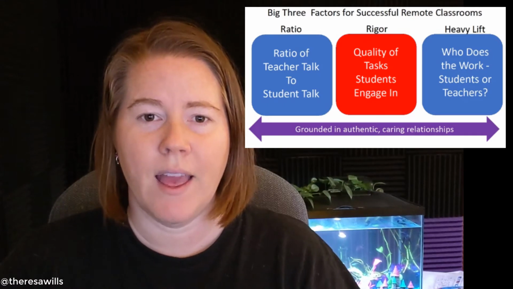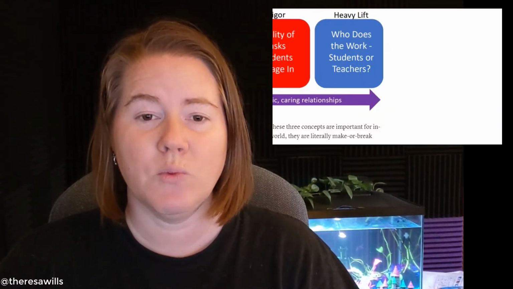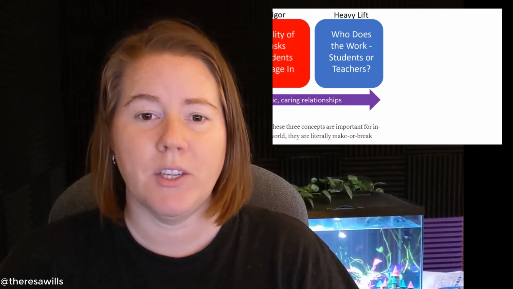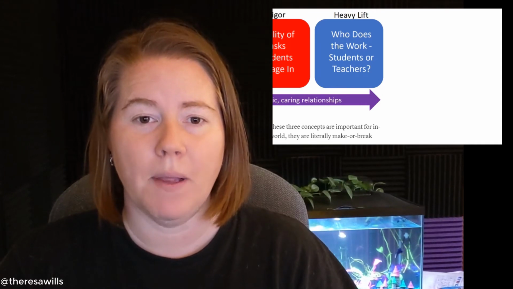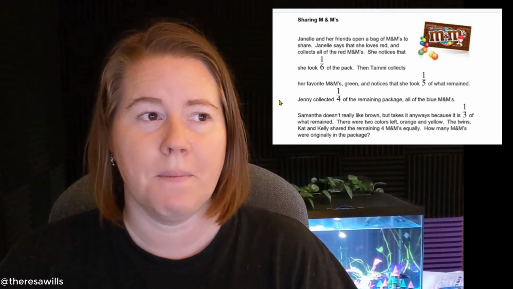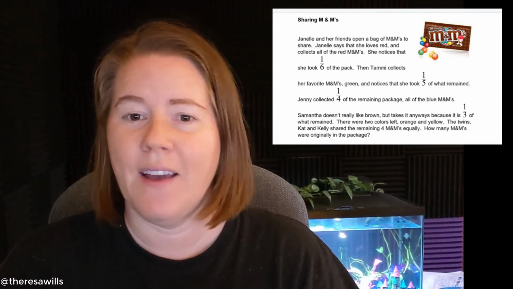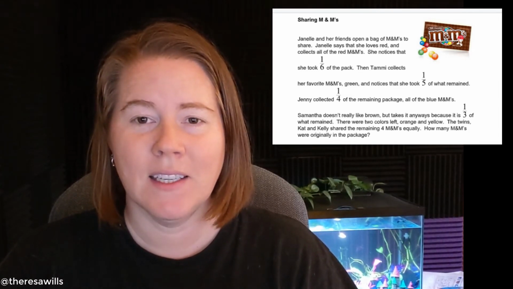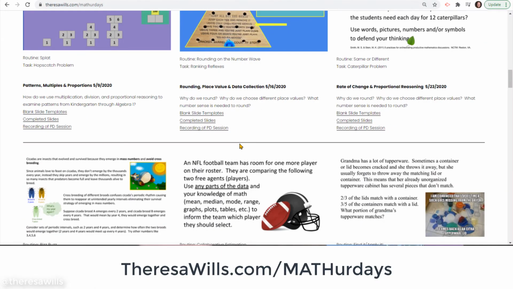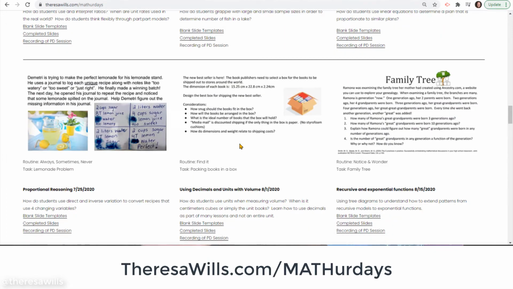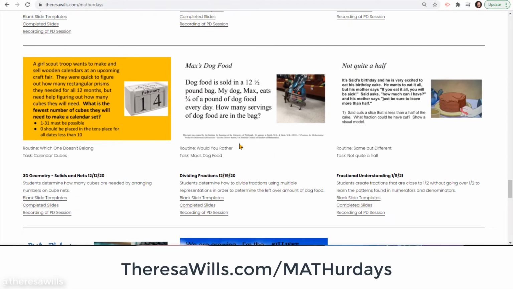Next is rigor and the quality of tasks students engage in. I like to use rich tasks that have multiple entry points so that students of all mathematical levels can engage in the problem and bring something to the group. In this example, students are looking at sharing a favorite candy, M&Ms, but there are many more examples that I share on my website at teresawells.com/matherdays. These examples range from kindergarten through calculus.